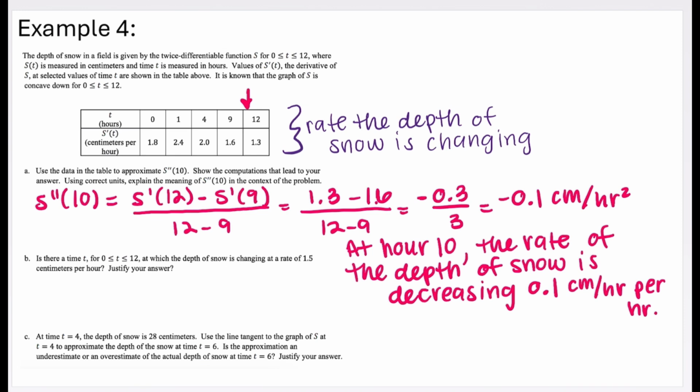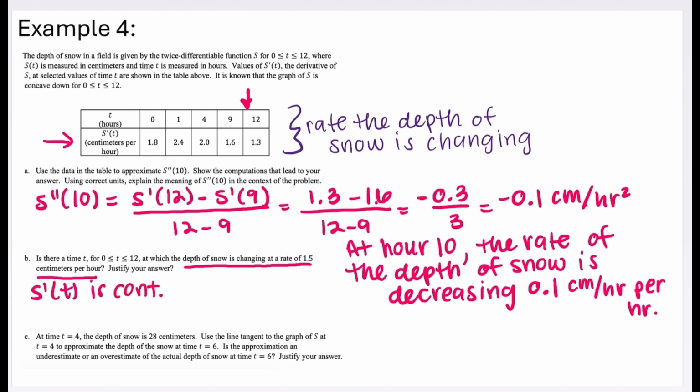Wow, this really, to me, looks like an IVT problem, because we have a table, we have values in the table, and it's specifically asking me, is there a place at which the depth of snow is changing at a rate of 1.5 centimeters per hour? That is what is in our table. It's the rate the depth of snow is changing. And we can look at our table and see if 1.5 would be in that table, because we already know that S prime of t is continuous.